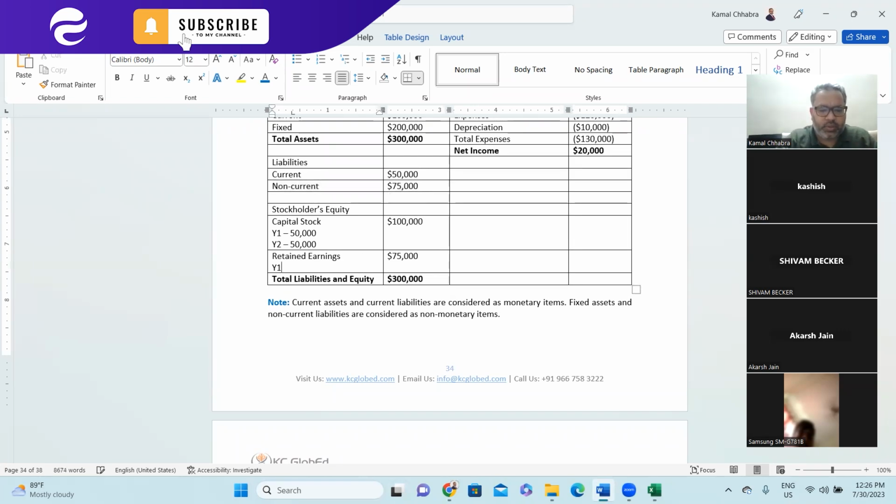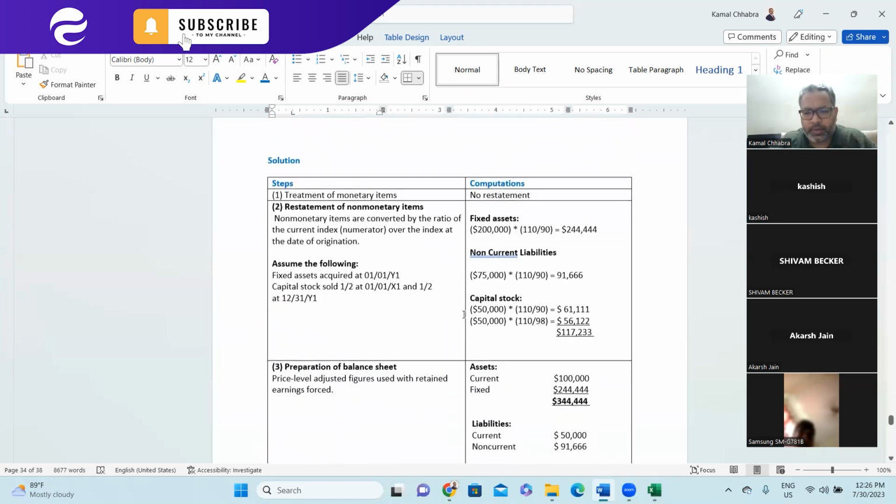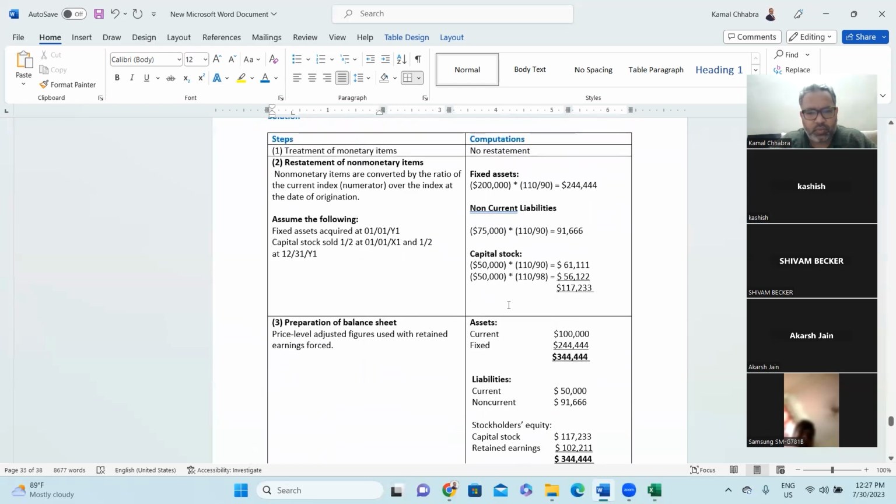This non-current liability is 75,000. Right, so we need to restate that, and you have a retained earning of $75,000. Let's assume year 1 is 37,500, and year 2 is also 37,500. Let's assume this is coming out for the retained earning. So here also we will do the same. 91,666 will come.